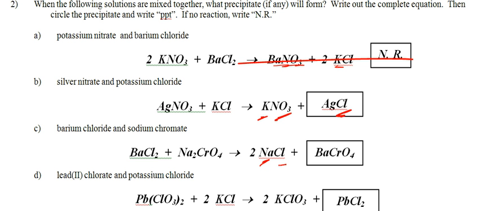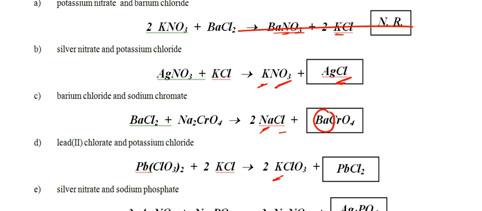Sodium and chlorine, group 1A. That's why that's soluble. Barium chromate, carbonate, phosphate, and sulfide are not soluble except for group 1A and ammonium. Barium is a group 2A. So that's why that forms a precipitate.